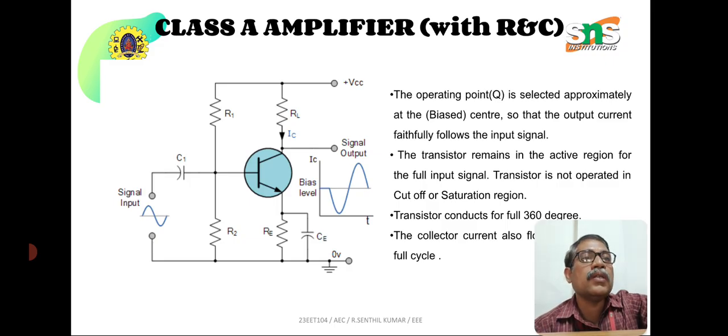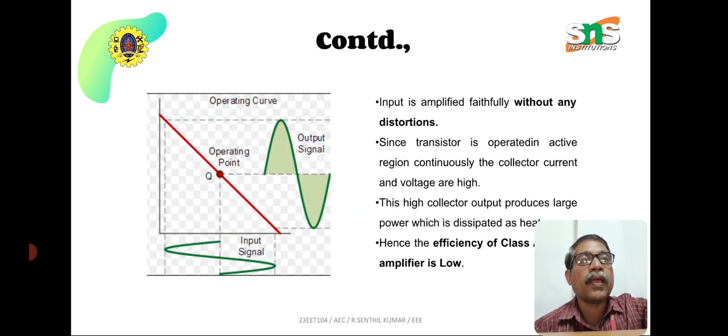Here the transistor is not operated in the cutoff or saturation region. It is operated in the active region with the help of resistors R1 and R2. If the input is an AC sine waveform, positive first and negative second, then although the transistor acts as an amplifier, it also inverts the output waveform. See, the input positive comes first, whereas in the output negative comes first, meaning it is 180 degrees inverted.